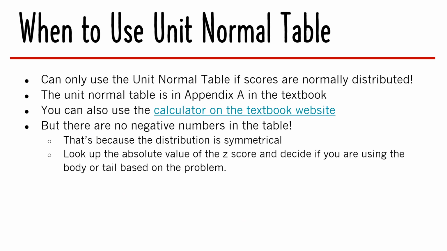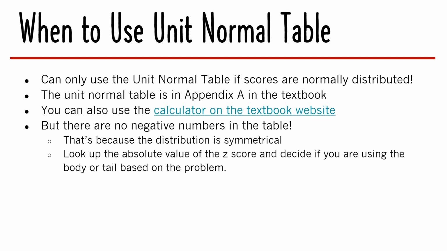Okay, so finally, a couple of notes about the unit normal table. One is that you can only use the unit normal table if you have a normal distribution of scores. So if you have something that's really positively skewed or negatively skewed, this table won't work. You'll find Appendix A in the textbook, and you can also use the calculator on the textbook website to find body and tails.